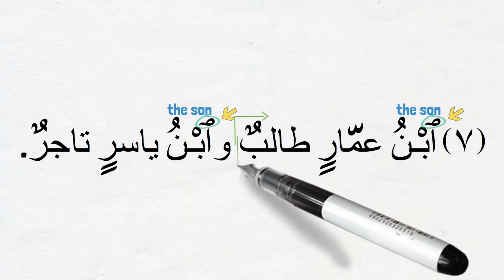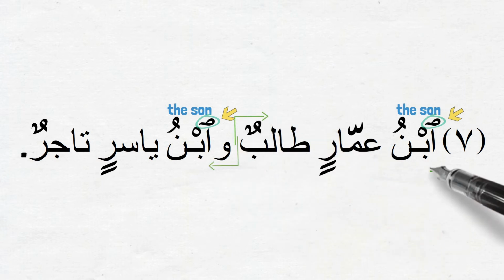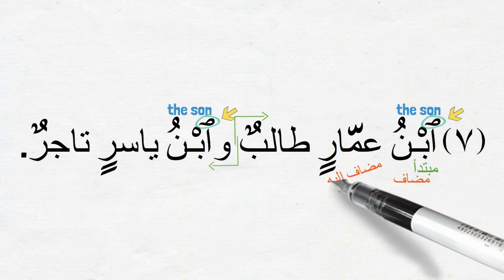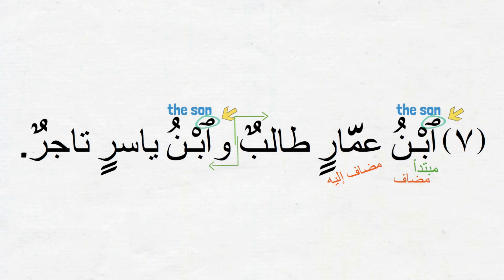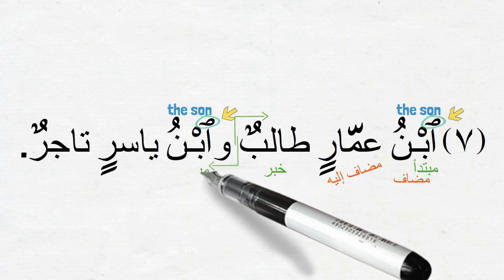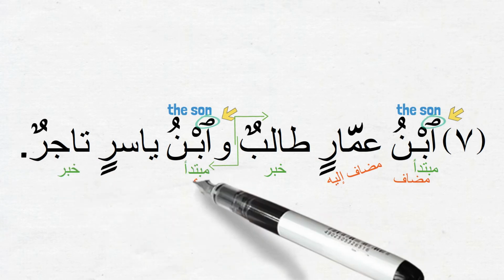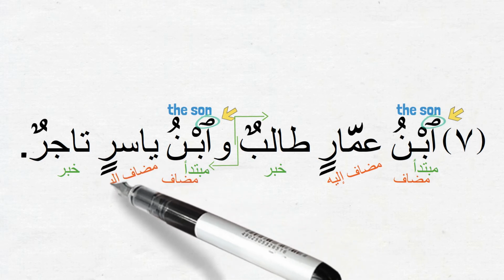We've got two ismiya sentences here. The mubtada of the first sentence is ibnu, and it is also mudaf, and Ammarin is the mudaf ilayh. The khabar of the first sentence is talibun. The mubtada of the second sentence is ibnu, and its khabar is tajirun. Ibnu Yasirin is the mudaf and mudaf ilayh combination.